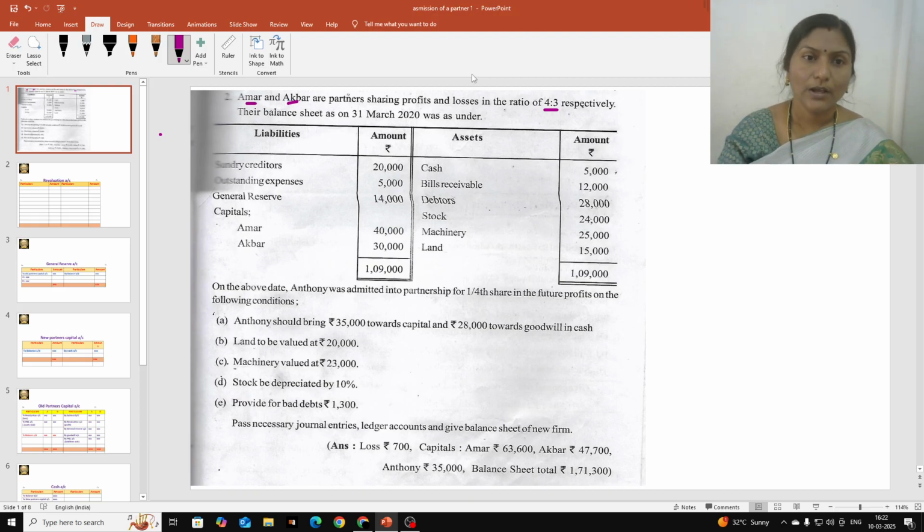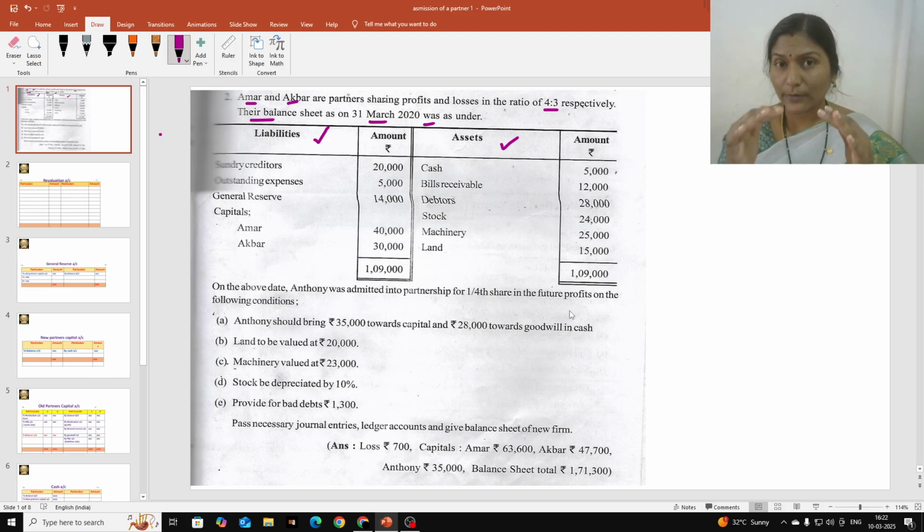Next, the balance sheet is given on 31st March 2020. Liabilities are there and assets are there, and some liabilities are given under liabilities and some assets under assets. The information which is given below that balance sheet is very important. We should see who is the new partner who is going to be admitted into the partnership business of Amar and Akbar, and how much capital he is bringing. We should know all this.